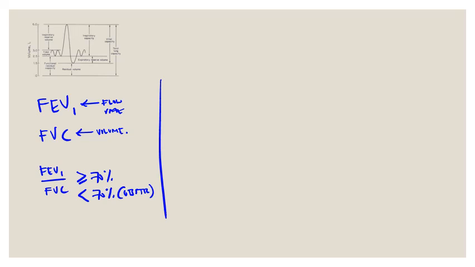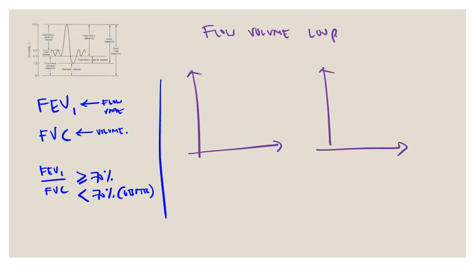So after that quick review, what we can do is discuss a flow volume loop. And in order to do this, I'm going to make 3 graphs to discuss normal, obstructive, and restrictive lung diseases. So a flow volume loop is represented by an x and a y axis. This x-axis is going to be volume in liters. The y-axis is going to be flow rate in liters per second.